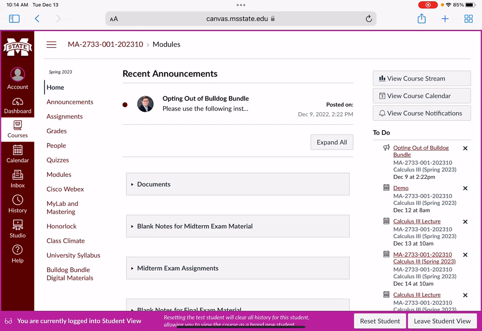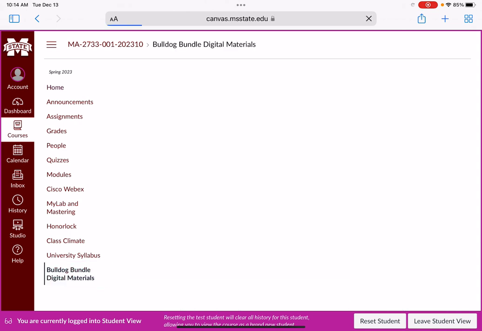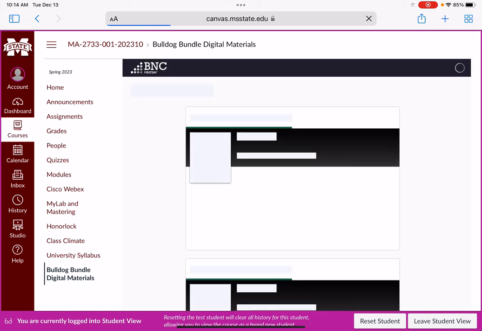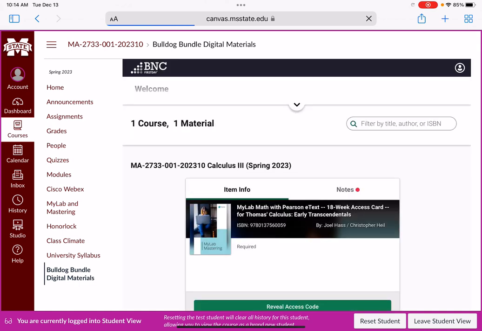Now, one thing I will notice is down here at the very bottom, there's a tab that says Bulldog Bundle Digital Materials. If you click on that, now some of y'all may have opted into Bulldog Bundle and some of y'all may not have. If you opted into Bulldog Bundle, and I'm going to say this again because we had a lot of problems with this in the fall.